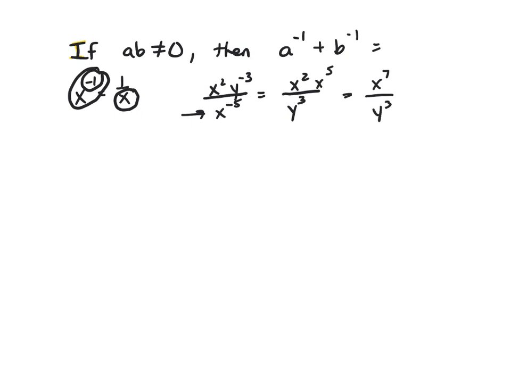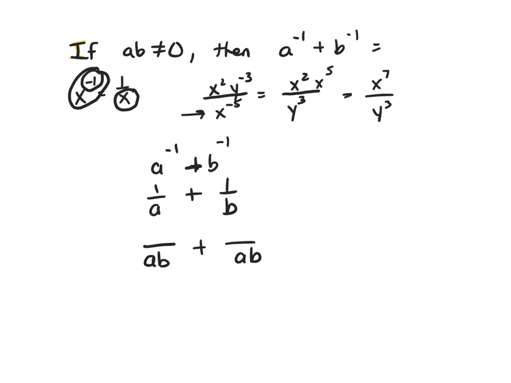y cubed. So in your problem, a to the negative 1 plus b to the negative 1, that's 1 over a. These are separate terms, plus 1 over b. And I don't see anything that looks like that, so let's get a common denominator of ab.